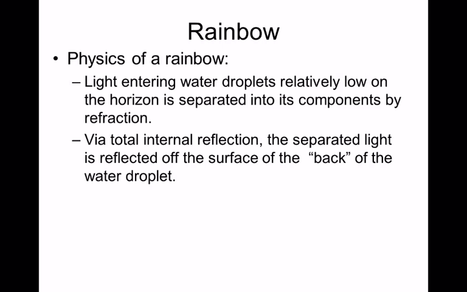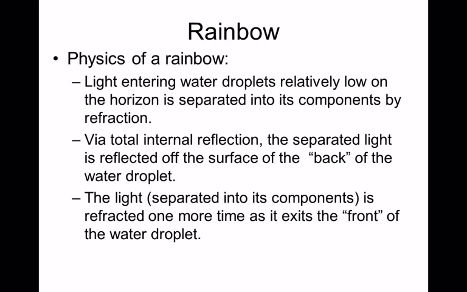So basically, you're going to see the scary figure coming up here in a minute, but basically light enters the rain droplet, and what does it do? It's changing medium from air into liquid. And so light is going to be refracted, it's going to be broken out into its components. And then it's going to reflect off of the back of the water droplet, internal reflection. And then as it exits, it's going to be refracted one more time.